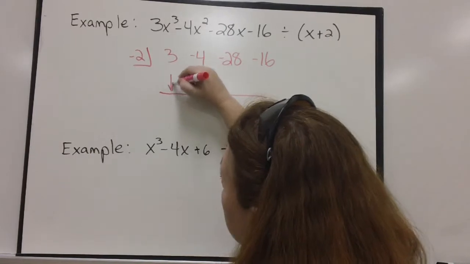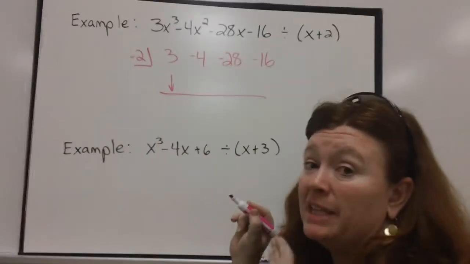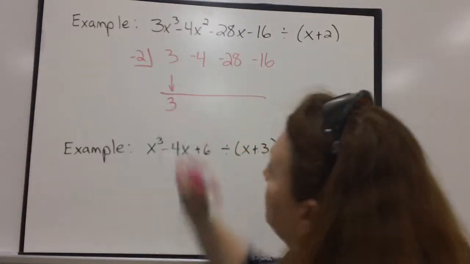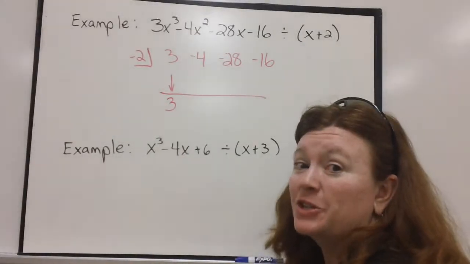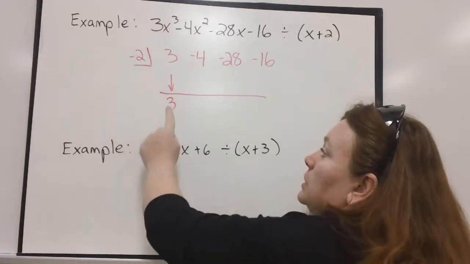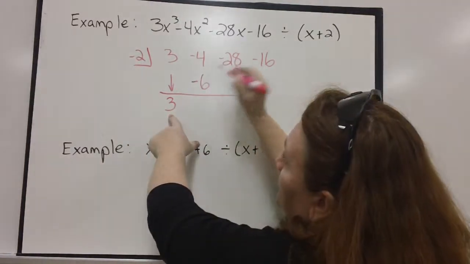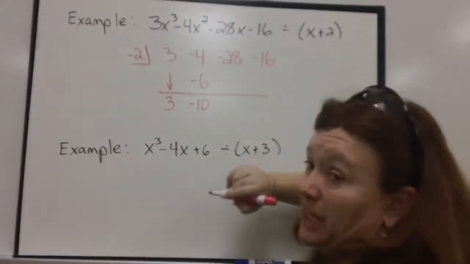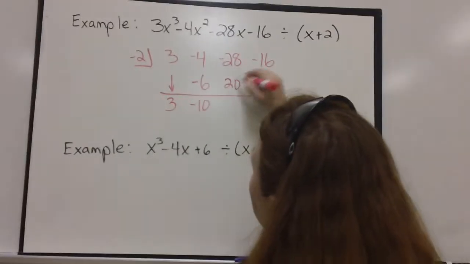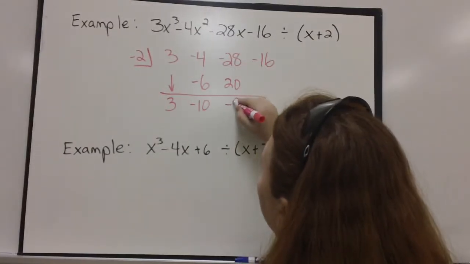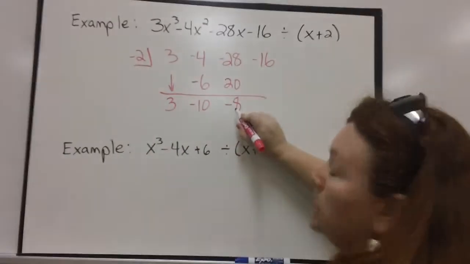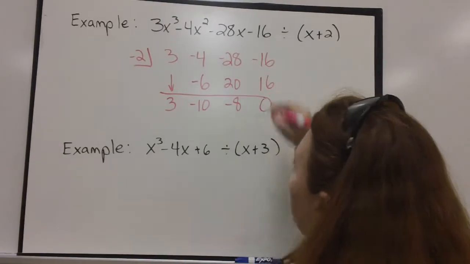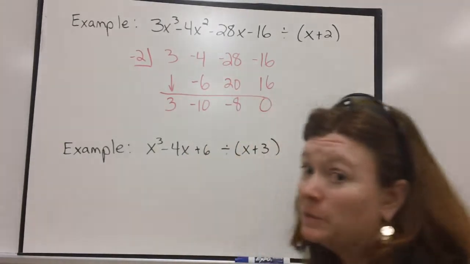I strongly recommend you draw that arrow so that you block that space and don't put something there that doesn't belong there. So I'm going to bring the 3 down and write it here. Here we go. Start multiplying and adding. Negative 2 times 3 is negative 6. Add and get negative 10. Negative 2 times negative 10 is a positive 20. Add and get negative 8. Negative 2 times negative 8 is a positive 16. Add and get 0.